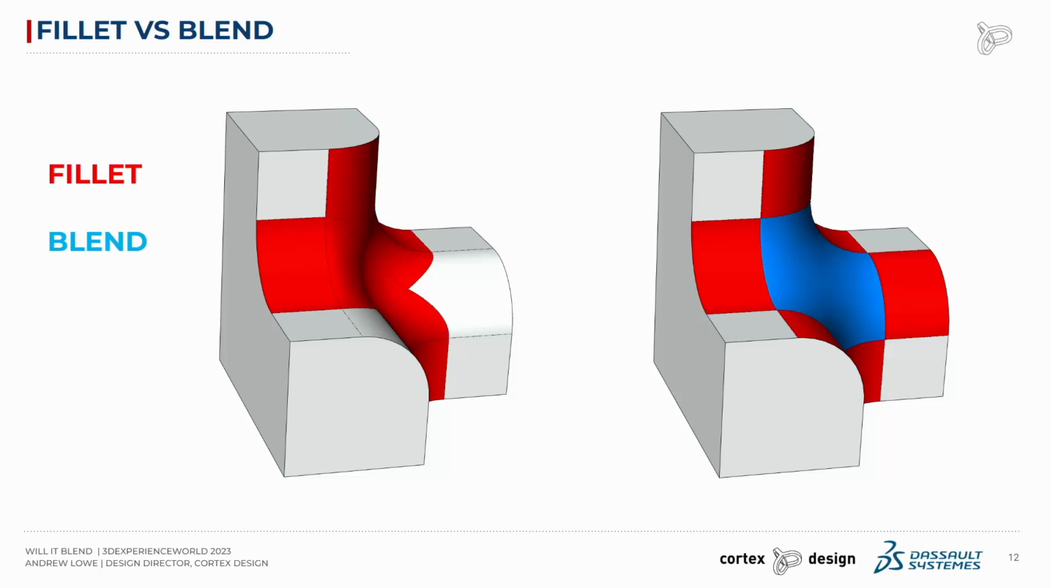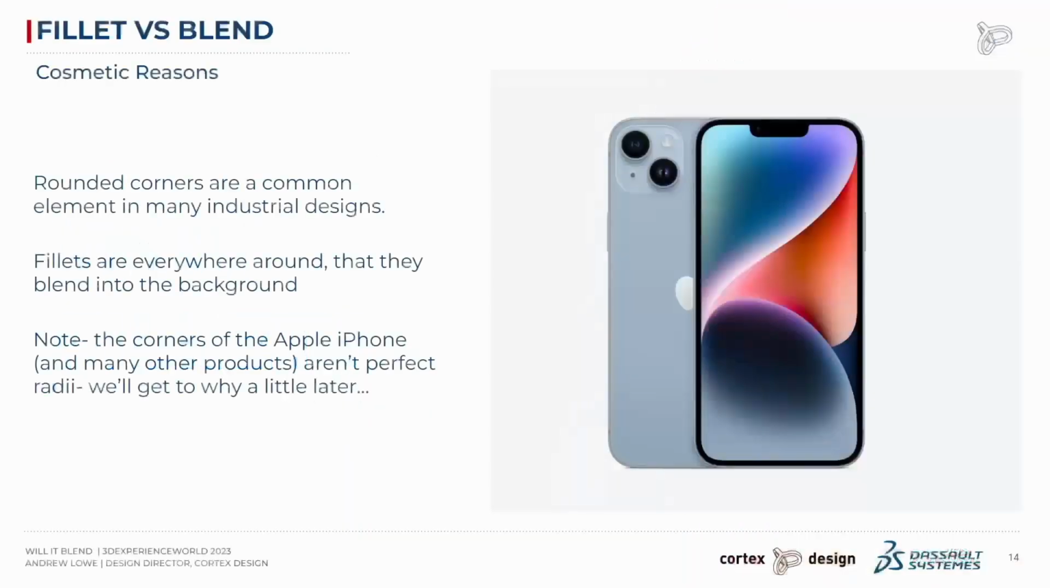So why do we add fillets in our models? Well, from an industrial design point of view, cosmetic reasons. Rounded corners are a common element in many industrial designs. You know, rounded corners look nice. They're softer to hold in our hands. They're more comfortable. They're everywhere around us. They almost blend into the background.